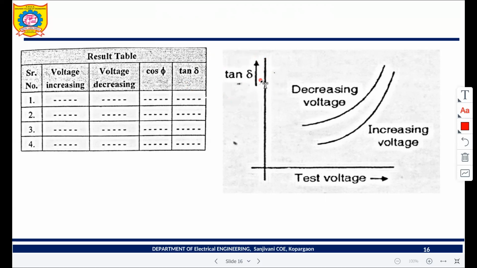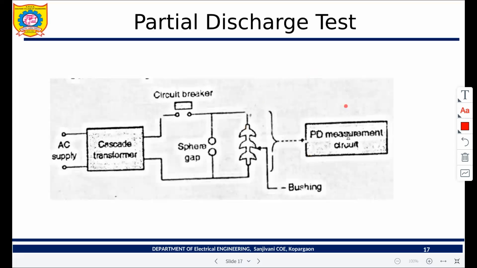What is the importance of tan delta test? You tell me in the next lecture. Okay, so the next topic we have over here is the partial discharge test.